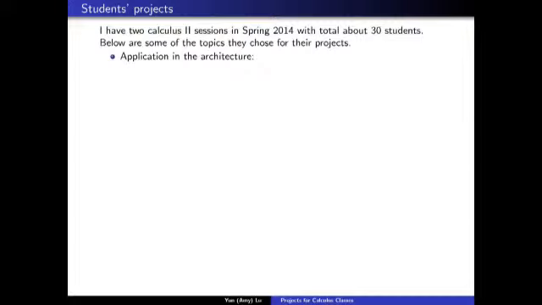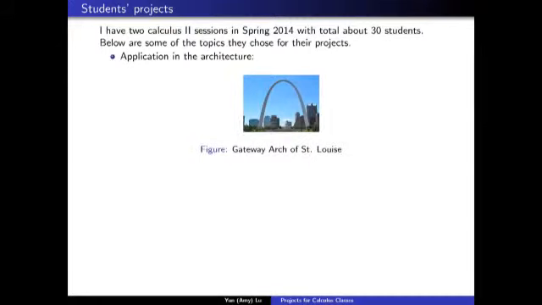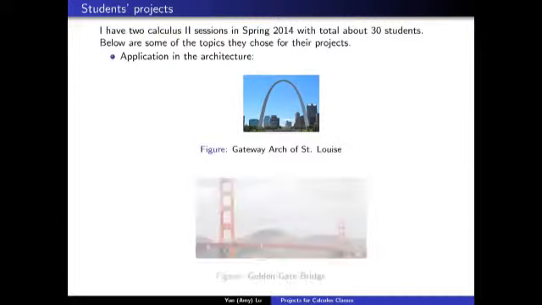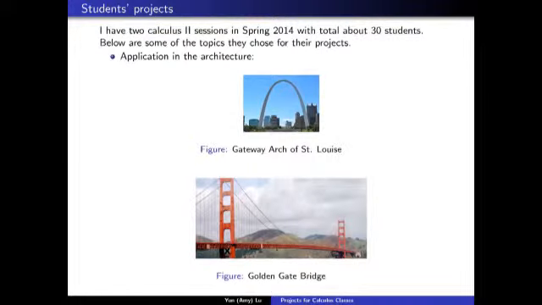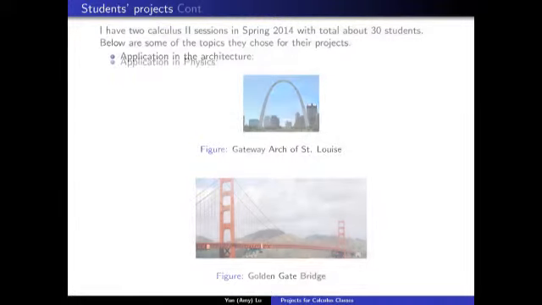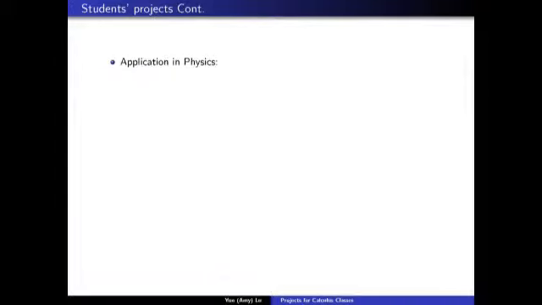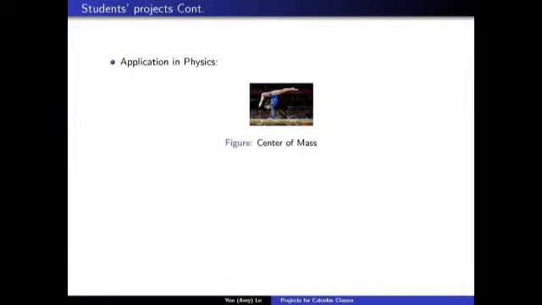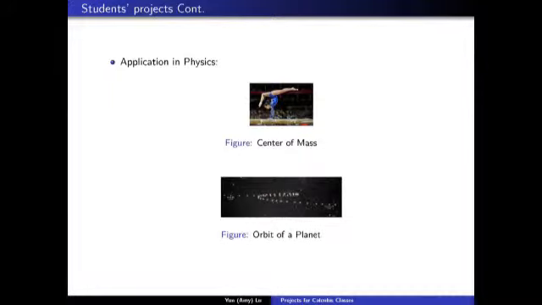So there are applications in architecture, and people were talking about the Gateway Arch of St. Louis, which uses these hyperbolic functions, and they try to match it to compute the arc length using these different integrals, as well as the Golden Gate Bridge. And there is some physics, including work, and center of mass, and orbits of planets, and other things as well.